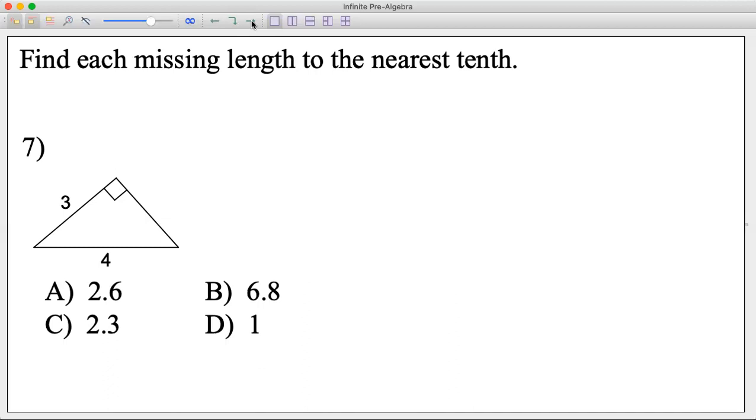The square root of 4 is 2, the square root of 9 is 3. It's somewhere between 2 and 3. Look at the answers. There's two possibilities. What's in the middle? Is 7 closer to 4 or is it closer to 9? How far away is it from 9? How far is 7 away from 4?